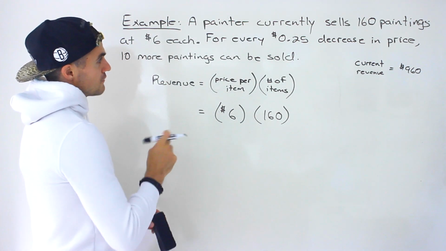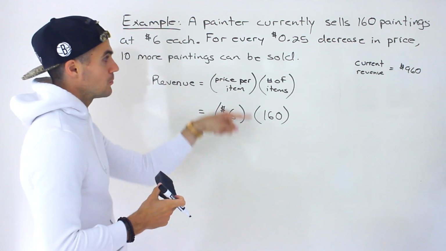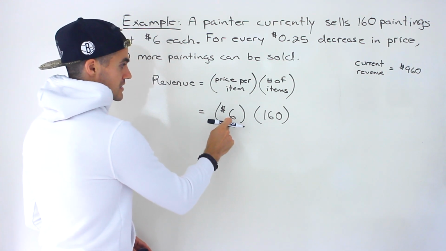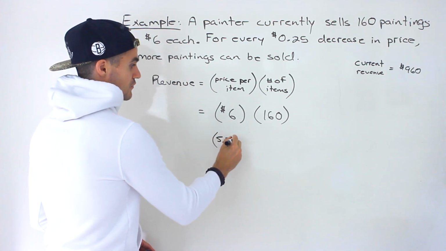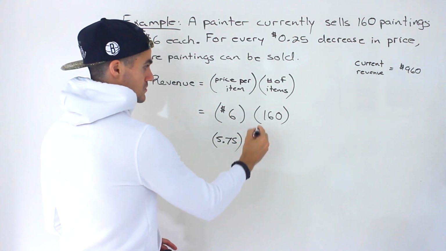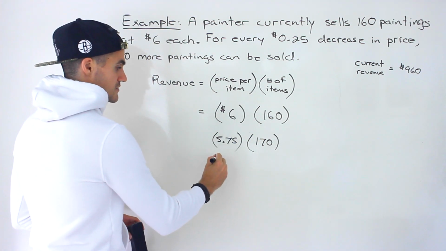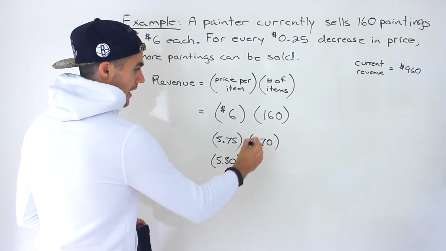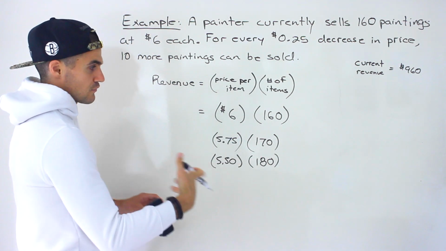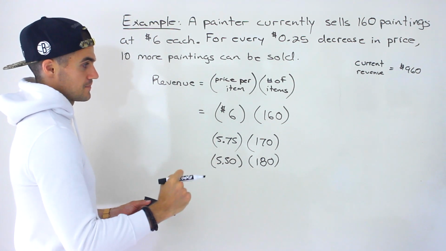Now we're told that for every 25-cent decrease in price, 10 more paintings can be sold. Meaning that if, for example, we decrease the price from $6 to $5.75, a decrease of 25 cents, 10 more paintings will be sold. So instead of 160, 170 paintings will be sold. If we decrease the price another 25 cents, to $5.50, then 10 more paintings will be sold, and it will be 180. All of these are going to give us different revenues. We have to find the combination that is going to maximize the revenue.